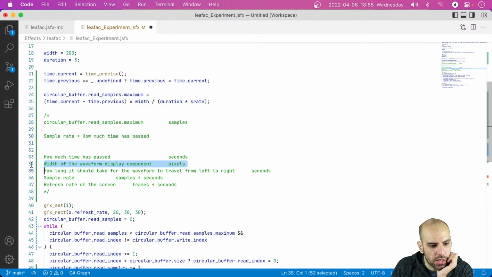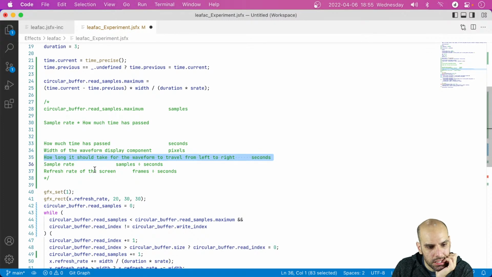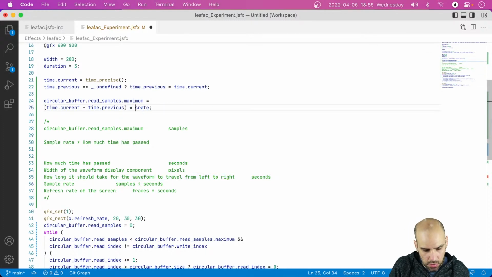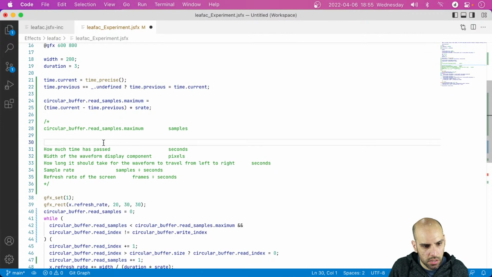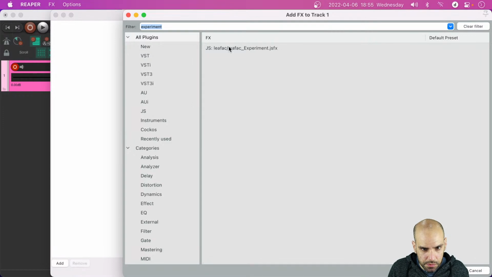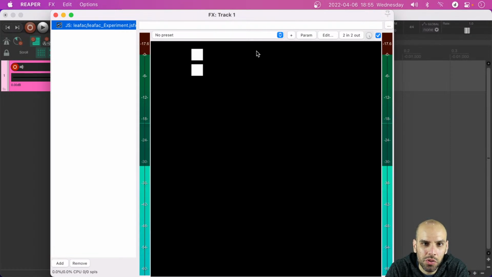And all of this information, the width of the waveform and how long it should take, should also be factored in. But I don't know, let's just try to see if this is gonna give us anything usable. So this is the sample rate, and this is how much time has passed. And let's see what we get. Wow, look at that. It worked.